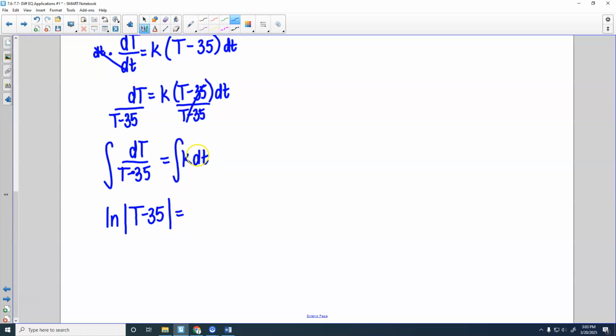And that will equal, what's the integral of k dt? Kt plus c.